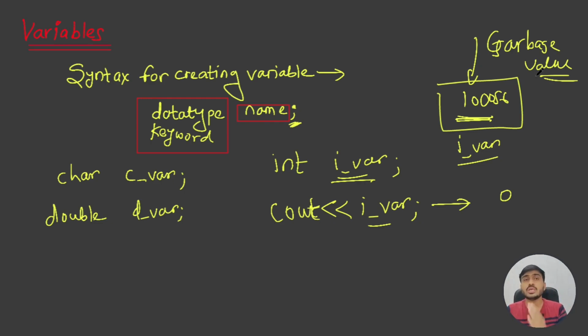Such a value is called a garbage value, and usually it's recommended that your variables should be initialized so that you get rid of this garbage value. It's best practice to always initialize your variable. Never keep your variable uninitialized so that you can get rid of this garbage value. So what is a garbage value? It's some random value.